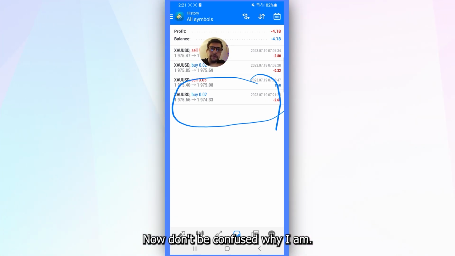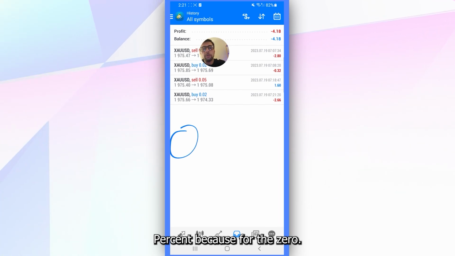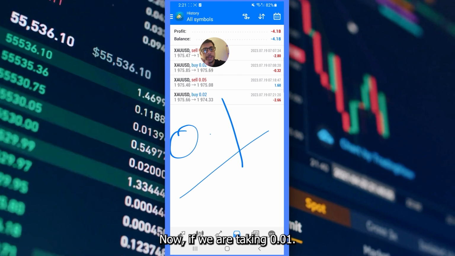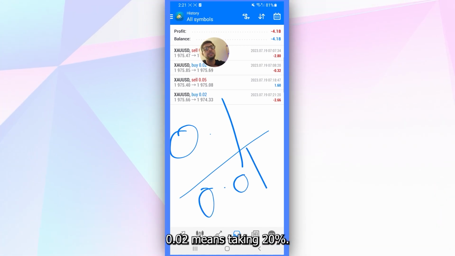Now don't be confused why I am saying 10%, 20% or 30%, because for 0.1 it's a 100% trade. Now if we are taking 0.01, that means you are taking 10%. 0.02 means taking 20%.